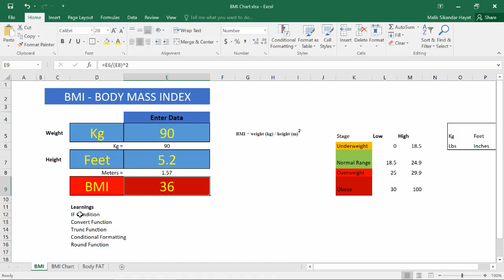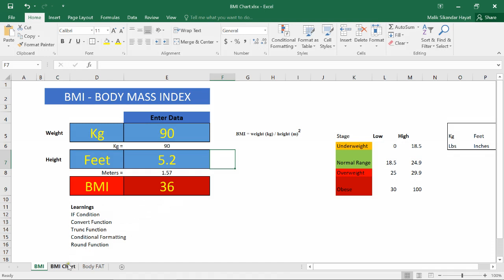But anyway, we are learning the IF condition, convert, truncate. Okay, let me show you the truncate functionality. Okay, equals TRUNC, this, and close, right? It will give me only 5. I wanted 5. 5 multiplied by 12, so it will give me inches, 60 inches for these feet. And then I will add 0.2, that is 2 inches. That's it. So it will become 62. Then I will convert this to meters. It will give me the meters, right? Okay, and there is the round function as well that we will see.